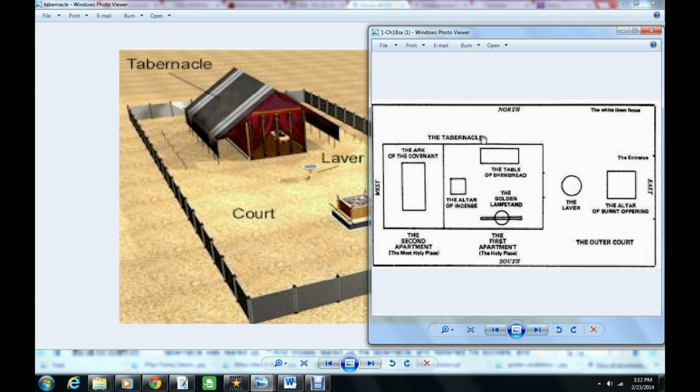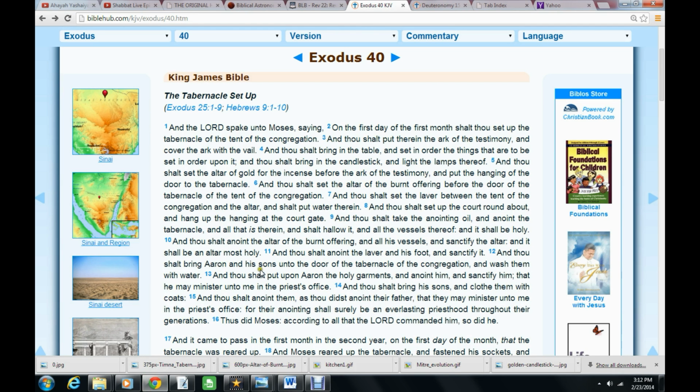And before the tabernacle, which has a curtain, there's the laver where you wash your feet before you go in. You can't go in with shoes. You gotta be barefooted. It's unholy to have shoes in the Most High's holy land. And the burnt offering would be near the entrance, the outer court. So we're gonna go ahead and continue.